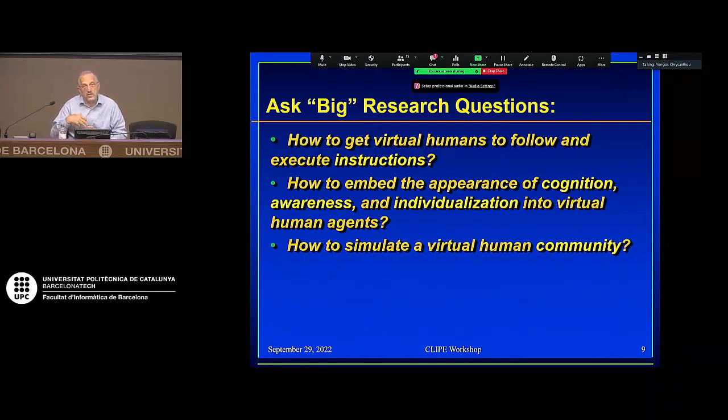During that time and for the next 20 years or so, I became a little more interested in broader questions of how do we embed cognition, awareness, attention, individualization into virtual humans, knowing that I couldn't ever do all of it, but those were all parts of making a whole, making a gestalt that was virtual human. And even bigger than that, how would I simulate the community? A community of interacting, socially engaged individuals where their interactions were meaningful in some way.